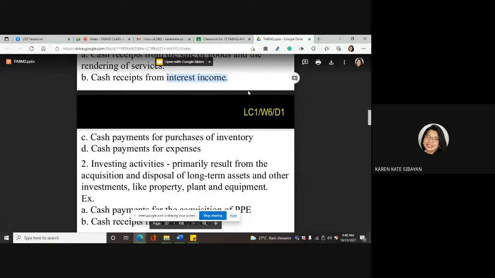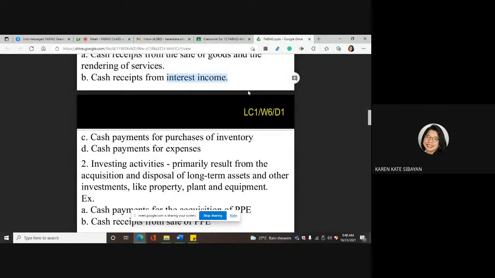So usually nangyayari ito if you have an investment sa bank, hindi mo ginagalaw. Diba? Or nagpautang ka, hindi nakabayad si customer. Meron kayong payment terms na mag-earn ng interest if beyond 30 days. So may mga ganon. Diba? Next.